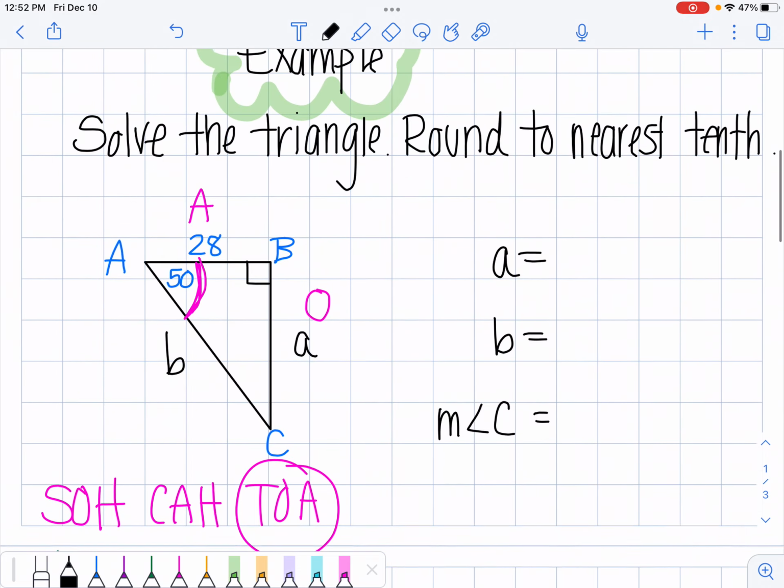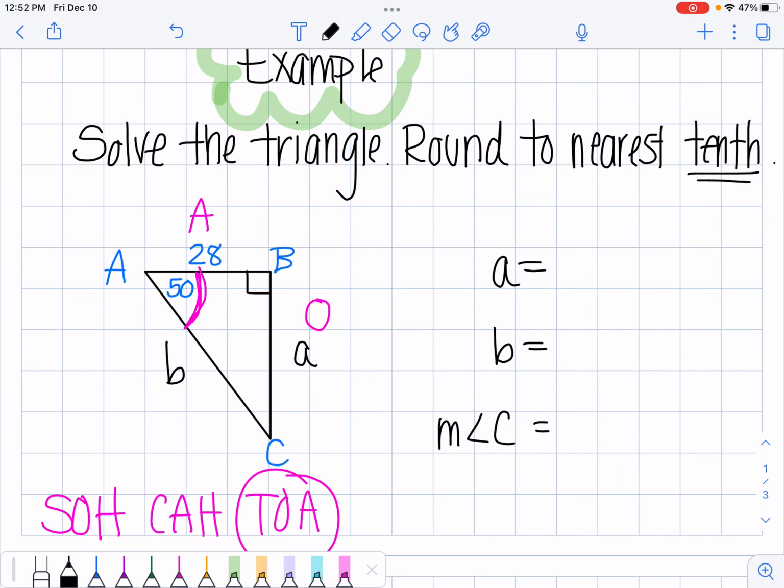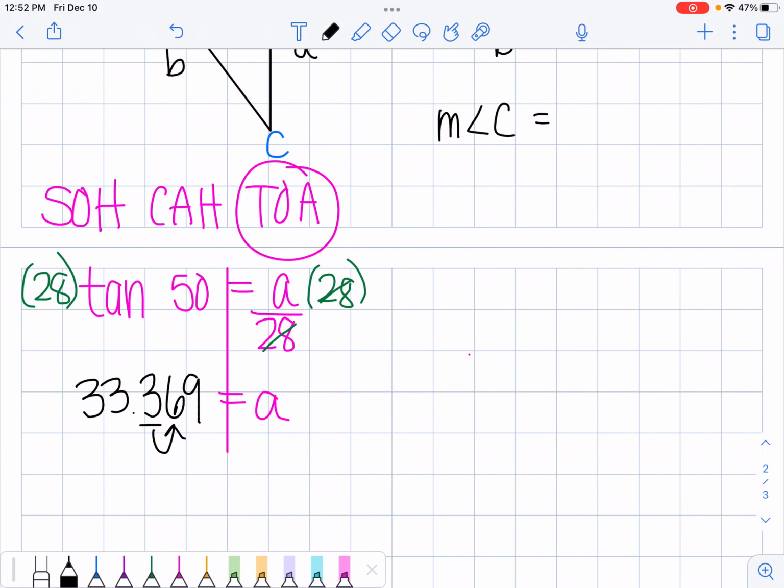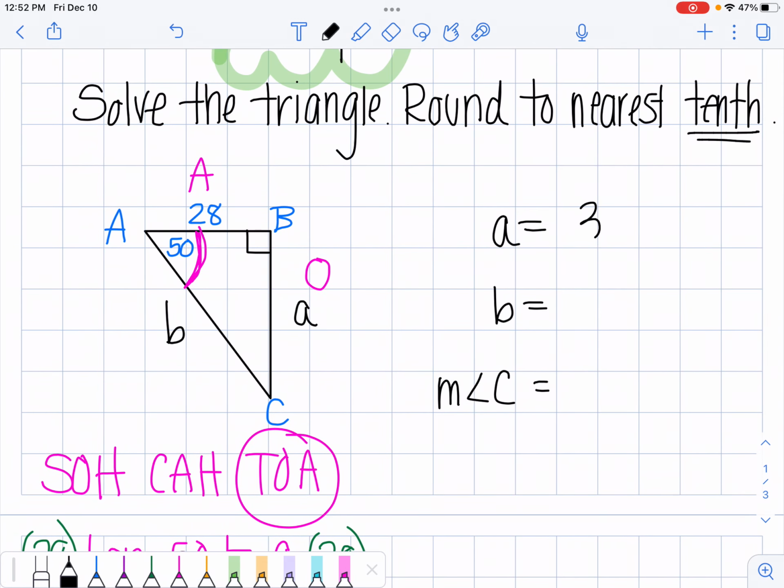And it wants me to round to the nearest tenth. So the tenth is right here. I look over one spot. It's a 6, which means I'm going to round this 3 up to a 4. So 33.4 is equal to a.